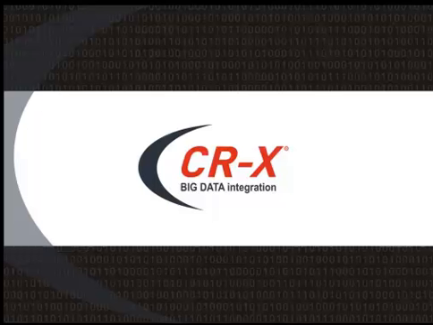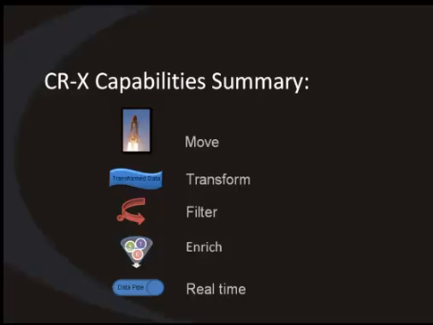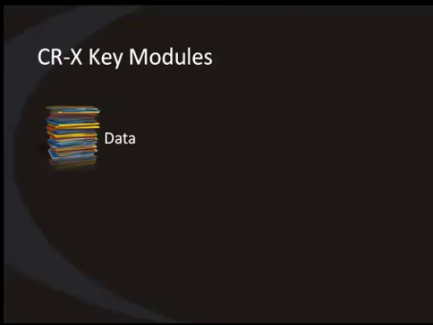This presentation explores CRX's 5 key modules. Before we begin, let's summarize. CRX is used to move, transform, filter, and enrich big data in real time or in batch at lightning speed. The following are the 5 key modules within CRX.